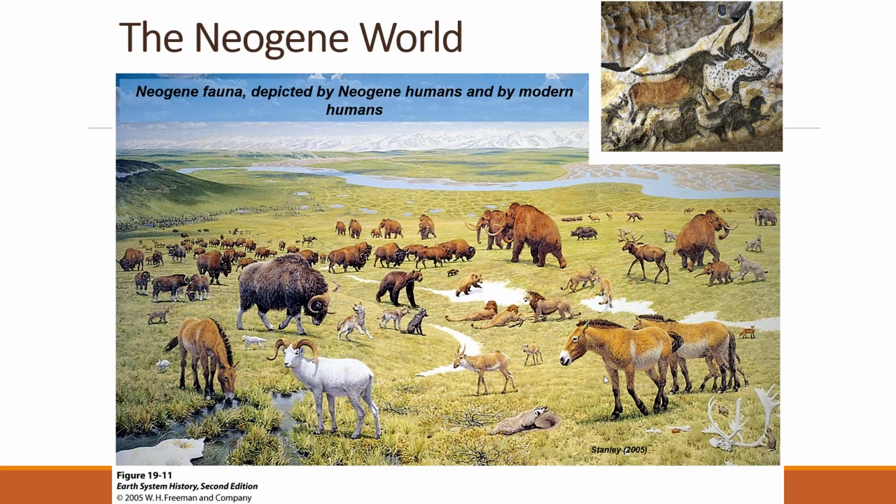So the Neogene, we have this massive fauna. This is interesting, we've got Neogene fauna depicted by Neogene humans up here in the corner, and modern humans down here. I personally prefer the cave art, but we're seeing examples of large mammals, predominantly mammals. They're large, they're adapted to this colder environment. And then the climate changes, and these animals that are adapted for these cold environments aren't going to survive very well.